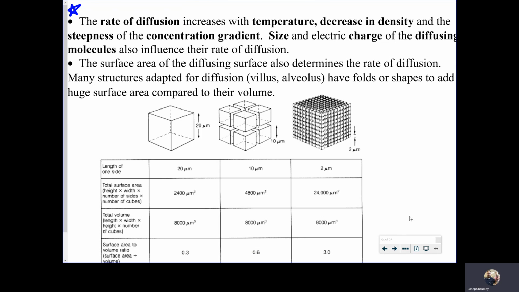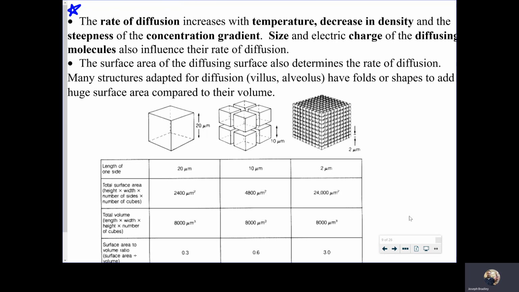So the rate of diffusion is going to increase with temperature. So the hotter it gets, the faster the rate of diffusion. A decrease in density, so that would mean the fluid bilayer, the lipid bilayer, is less dense. The steepness of the concentration gradient: if there's a higher concentration of solute on one side than the other, it's more likely to move through more quickly than if the difference between the two concentrations is not very high. Therefore, it's a lower concentration gradient.